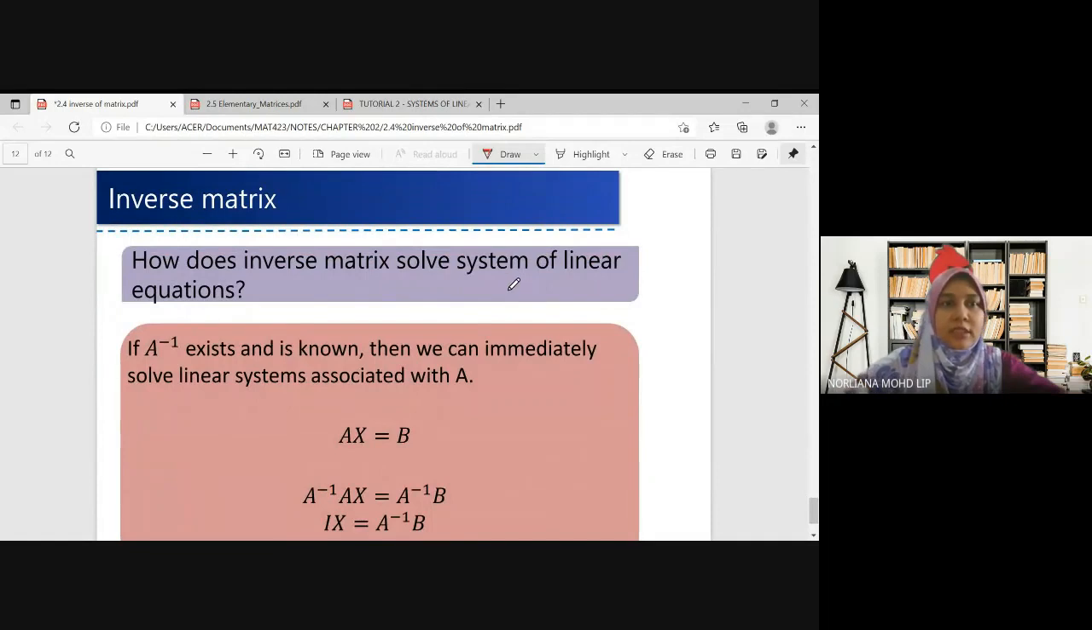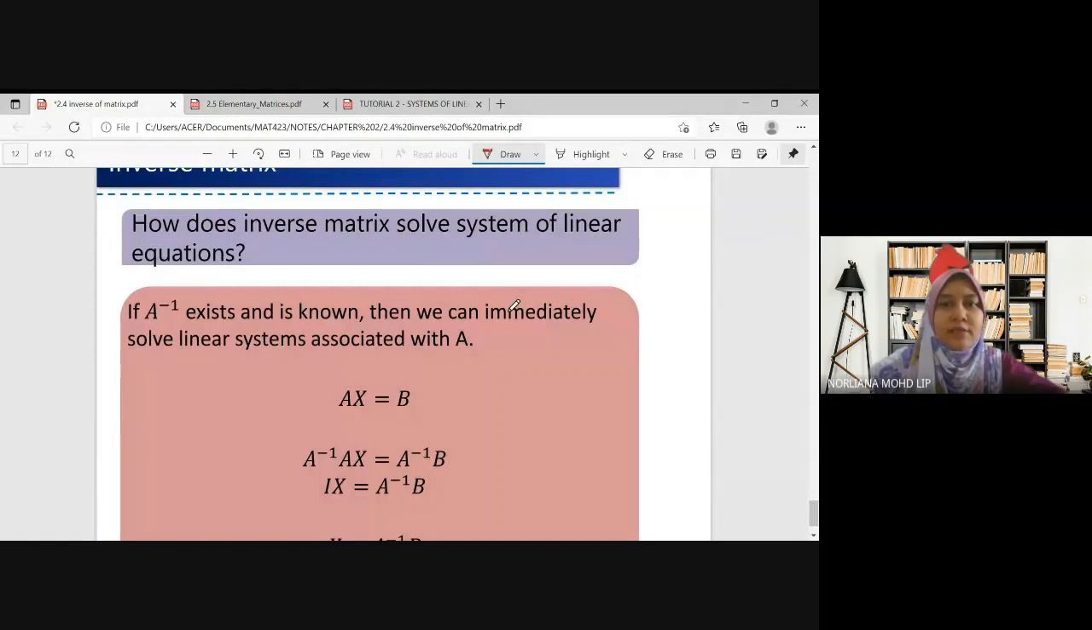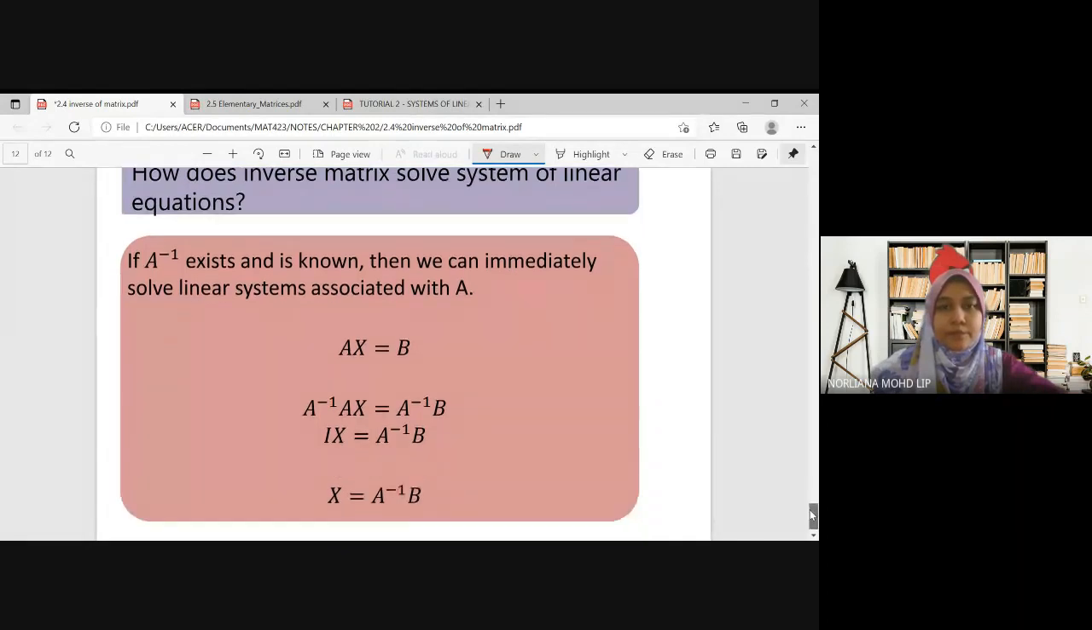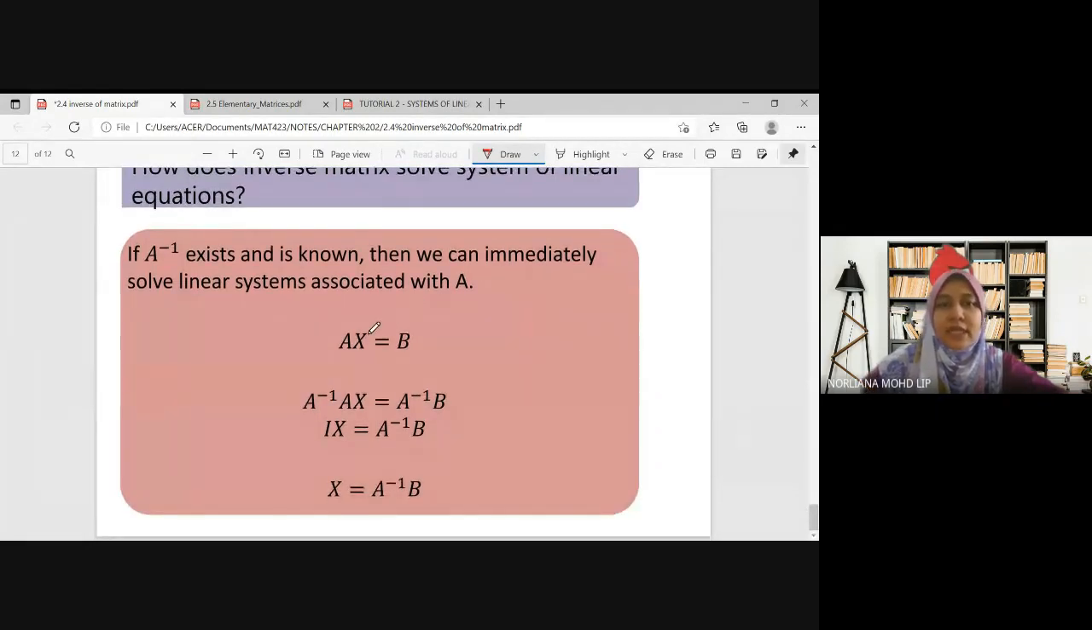And the last one, the inverse matrix. How does the inverse matrix solve the system of linear equations? If A inverse exists, then we can immediately solve the linear system associated with A. A times X is equal to B, where X is the unknown variable.